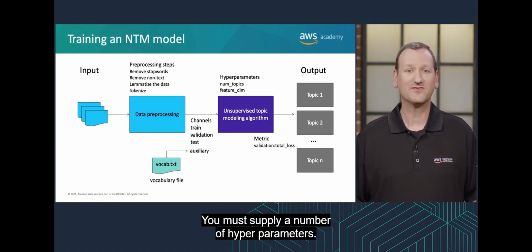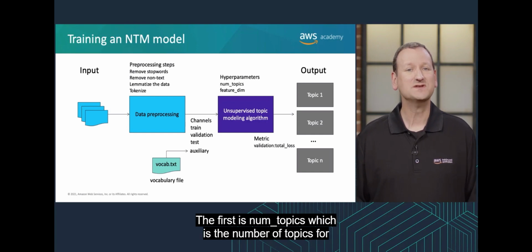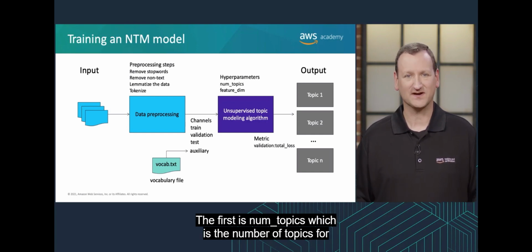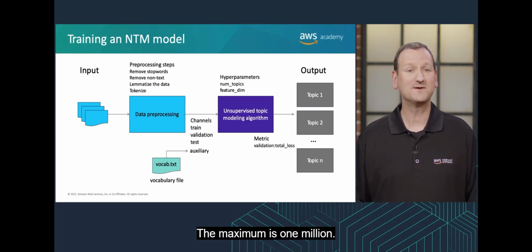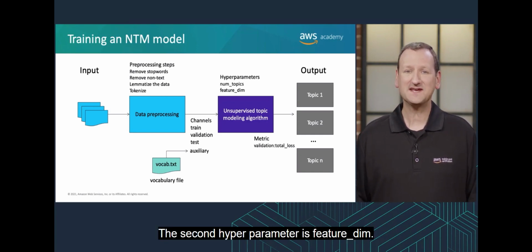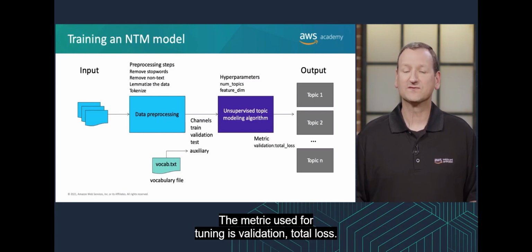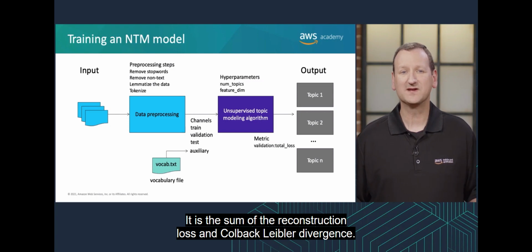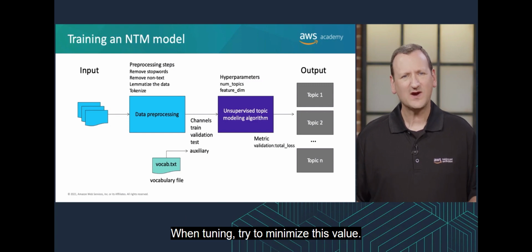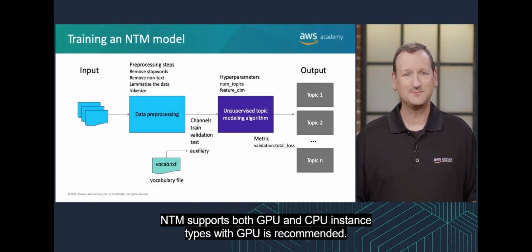You must supply a number of hyperparameters. The first is num topics, which is the number of topics for NTM to find within the data. The maximum is 1 million. The second hyperparameter is feature dim. This is the size of the vocabulary of the input document corpus. The metric used for tuning is validation total loss. It is the sum of the reconstruction loss and Kullback-Leibler divergence. When tuning, try to minimize this value. NTM supports both GPU and CPU instance types, with GPUs recommended.